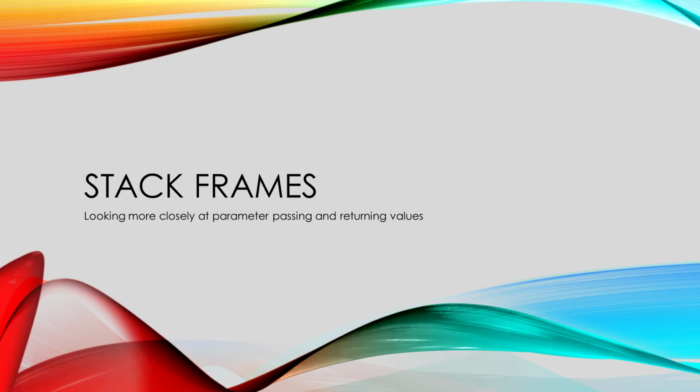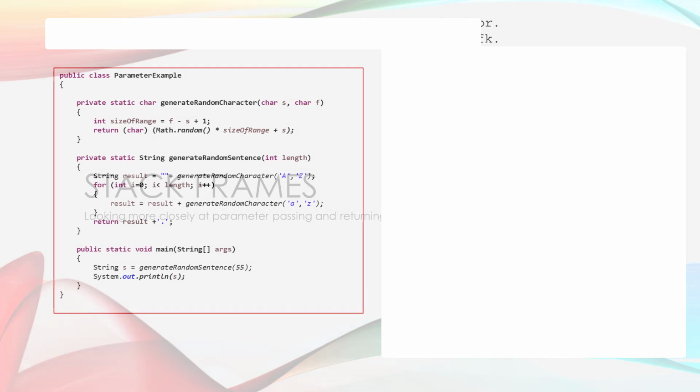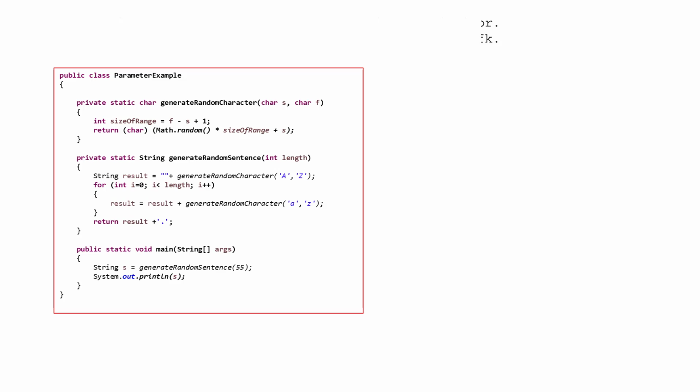I think maybe if we look a little more carefully at exactly how the machine makes method calls, we'll see better how things are passed into parameters and how return values come back. So I want to use this code as my example. In order to understand it, we want to be the machine. So the first thing that we do is look for the main method.